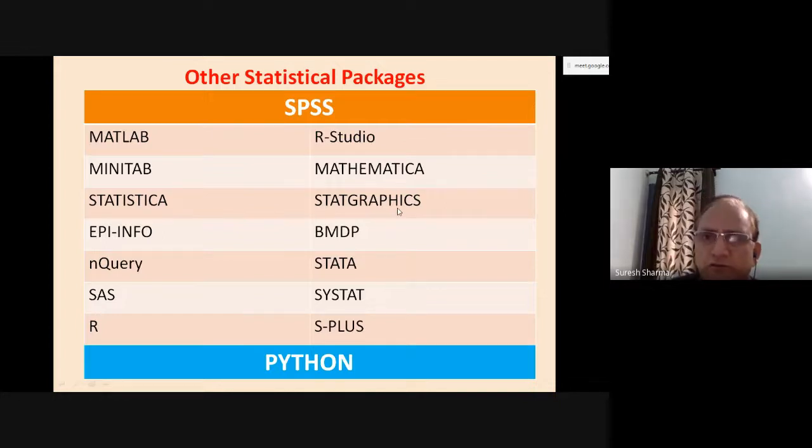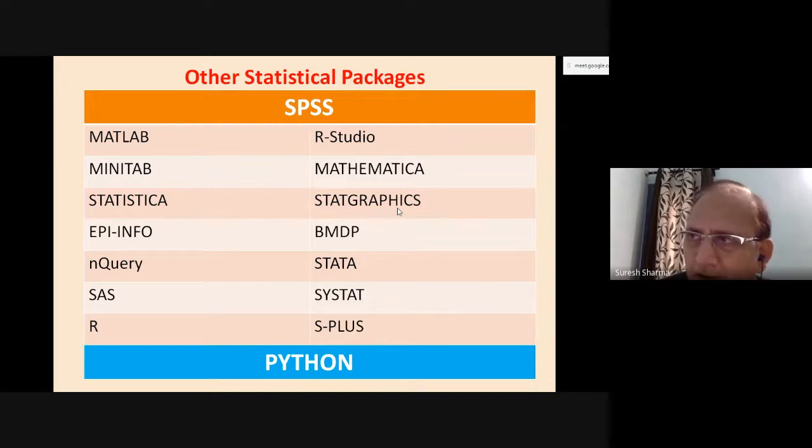StatGraphics is an important software where, if you do some kind of analysis, let's say I apply a multiple regression model, then advice will appear at the end of the model that if you remove such and such variables, your model will be improved. No other package will give you advice except StatGraphics.